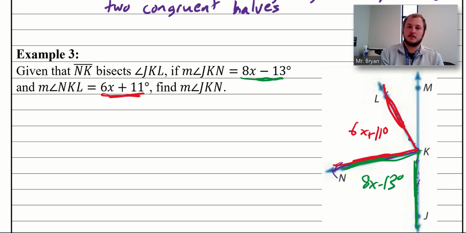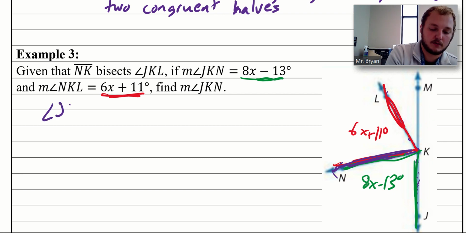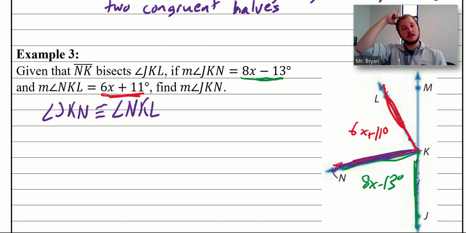If I'm looking at this picture, we said NK is the angle bisector here, which means that these two angles, the green one and the red one, are congruent. So angle JKN is congruent to angle NKL. You don't have to write this out if you don't like to, but I'm just showing you how we get this equation. Same kind of thing as when we were doing segment bisectors.